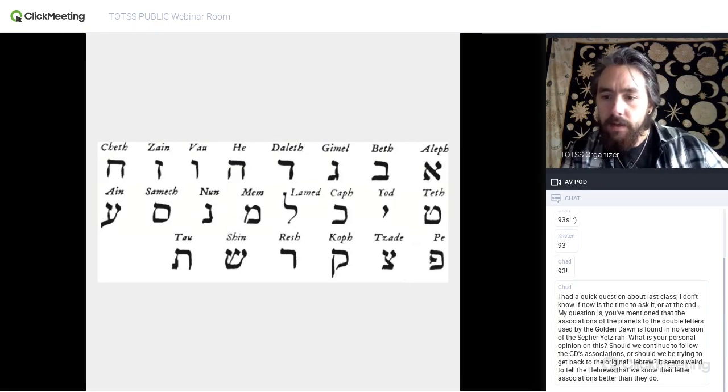He said, you've mentioned that the associations of the planets to the double letters used by the Golden Dawn is found in no version of the Sefer Yetzirah. What is your personal opinion on this? Should we continue to follow the GD's associations, or should we try to get back to the original Hebrew? It seems weird to tell the Hebrews that we know their letter associations better than they do.